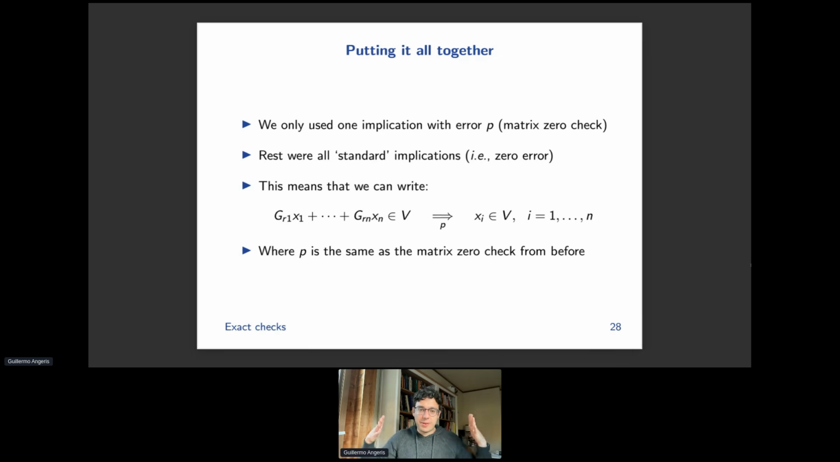In other words, if we put everything together, we can write exactly the claim that we wanted before: to check that all of the columns of X lie in a vector space V, it suffices to check that a random linear combination of them, where the linear combination weights are given by a random row of G, lies in V. And that has the same error probability as the matrix 0 check that we had before.